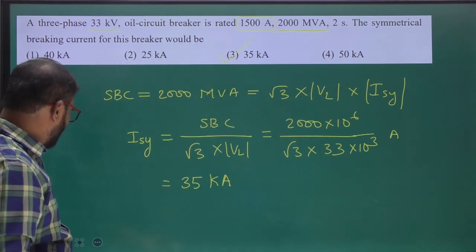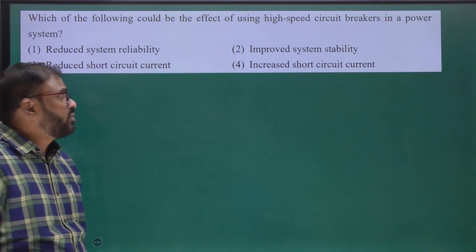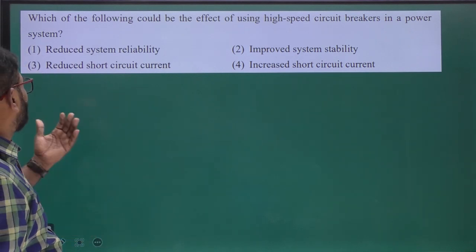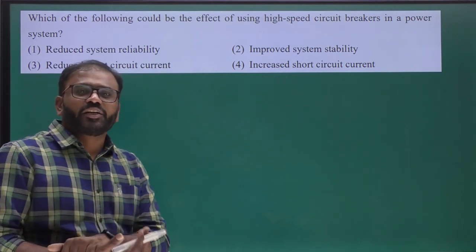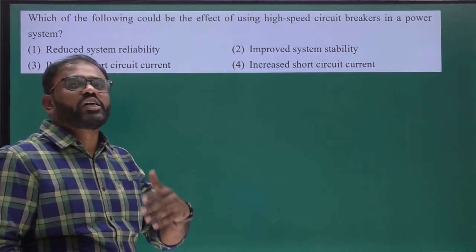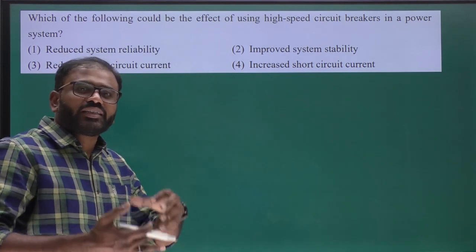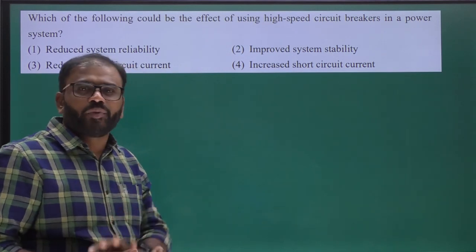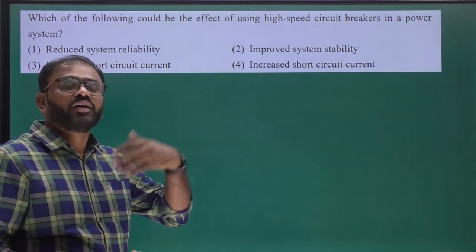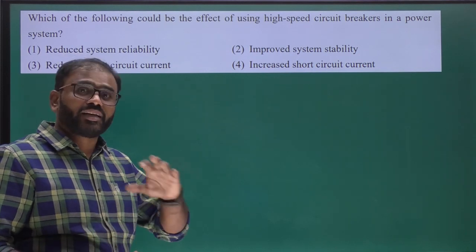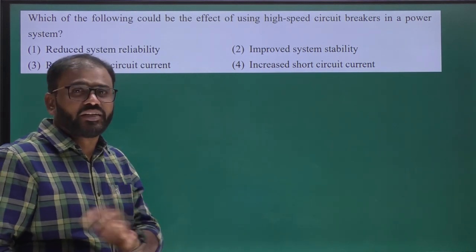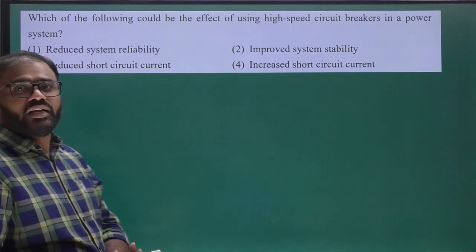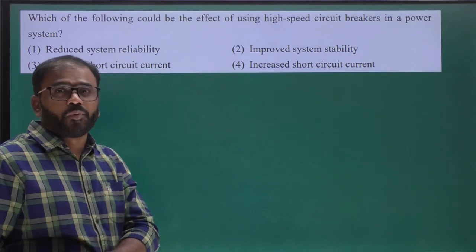Now we'll move on to the next question. In this question, which of the following could be the effect of using high-speed circuit breakers in a power system? If you use high-speed circuit breakers, the fault will be cleared very quickly. If the fault is cleared very quickly, there are two advantages. You can avoid the damage to the equipments. At the same time, you can improve the system stability. We can avoid the loss of synchronism or loss of stability of the system. So the high-speed circuit breakers generally improve the stability and also reduce the damage to the equipments.